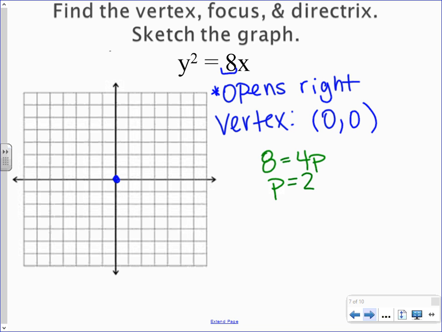Okay? So when we come back from lunch, we're going to actually plot those. I want you to think about where we're going to plot the focus. That's the first thing we're going to do. I want you to visually think about where we're going to do that. And when we come back from lunch, you're going to draw it on your paper.